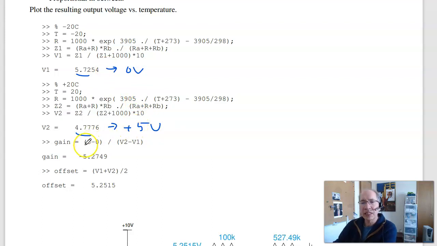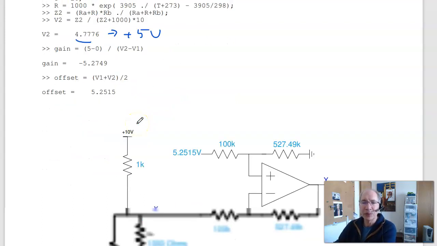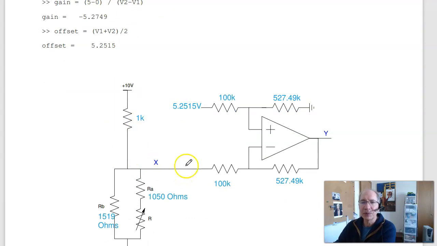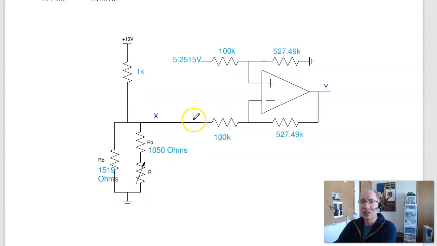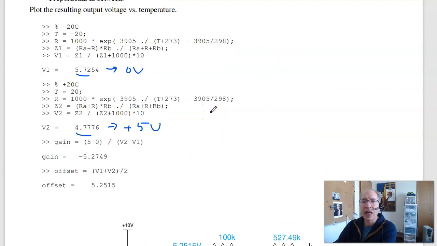So the gain I need is change in output over change in input. I need a gain of 5.2. It's a negative gain because as the input goes down, the output goes up, meaning connect to the minus input. And I want the output to be 0 at -20 Celsius. I want it to be 0 when the input is 5.25 volts. So there's your offset. So this circuit should give you a voltage that goes from 0 to 5 volts as temperature goes from -20 to +20. And that's homework set number 2.